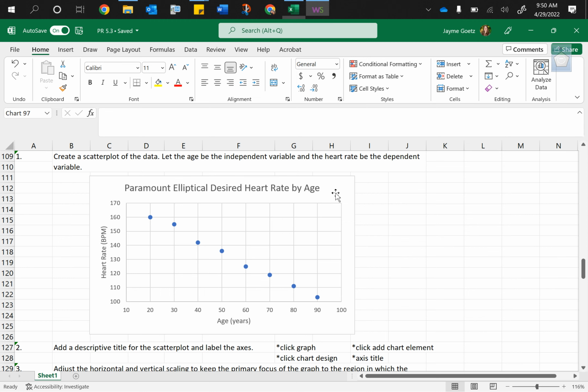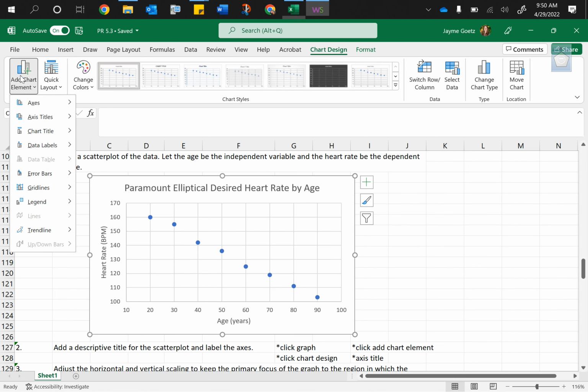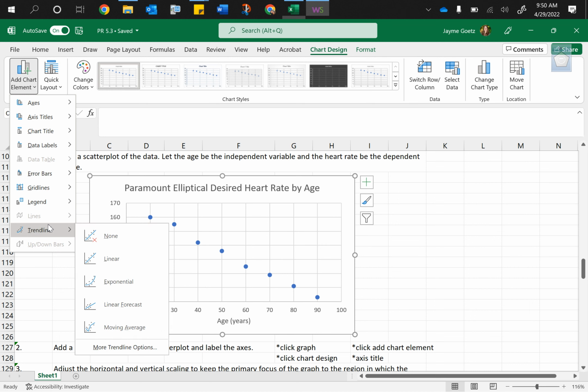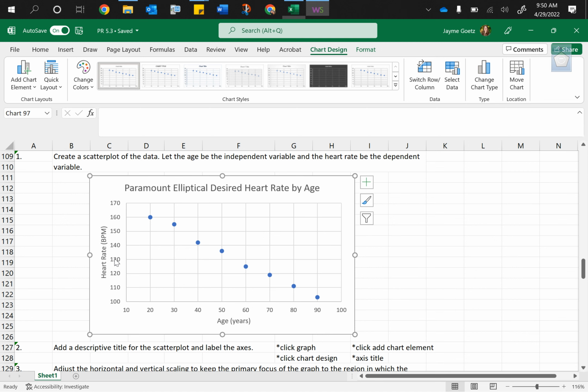So what we're going to do is click on the graph. Then we're going to go back up to Chart Design and Add Chart Element. We're going to go down to Trendline. Do you guys see that there? And then we're going to click on Linear. This is clearly a linear trend line. Do we see that? Clearly a linear trend line. But all that did was add the trend line. It didn't give me anything else that they wanted.